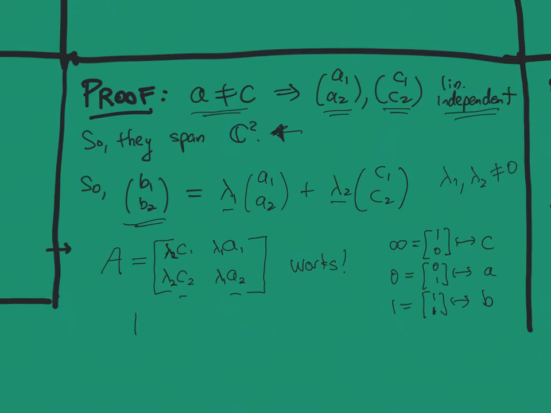And you can just check that the corresponding F maps 0 to lambda 1 times A, but that's the same as A in CP1, and it maps infinity to lambda 2 times C, which is the same as C inside of CP1, and it maps 1 to what you get when you add these two together, which we've rigged to be B, and that's what we want.